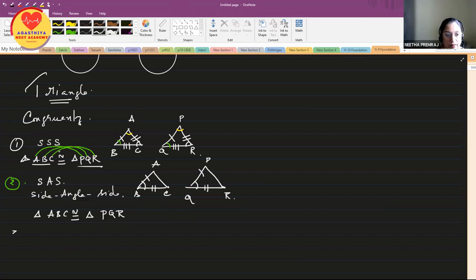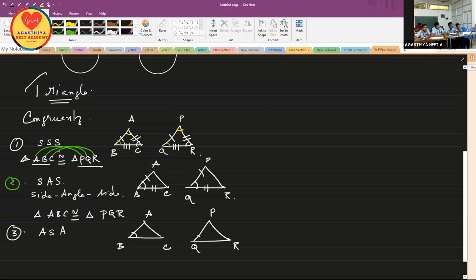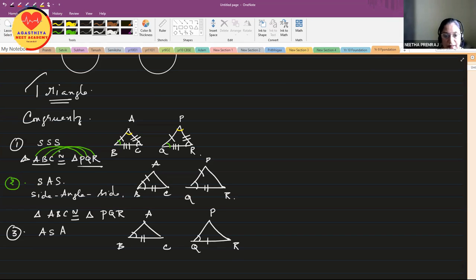Then the third one, ASA, that is angle side angle. By angle side angle, the side must be inclusive of these two angles. That is ASA congruency.